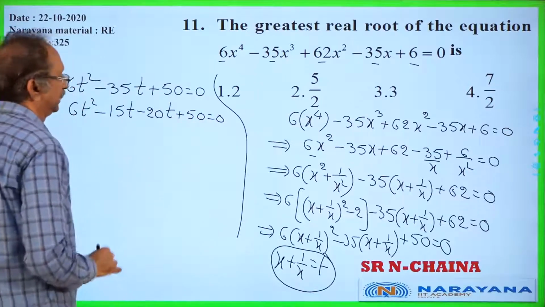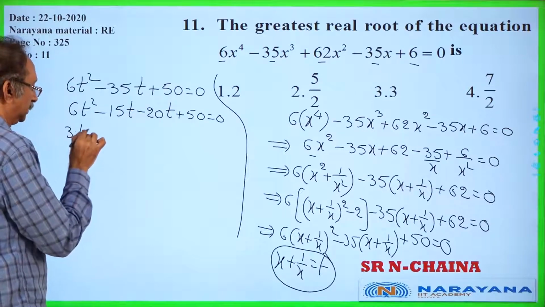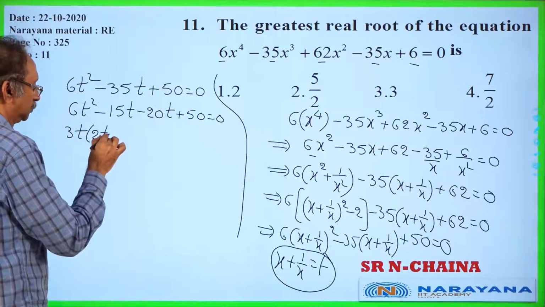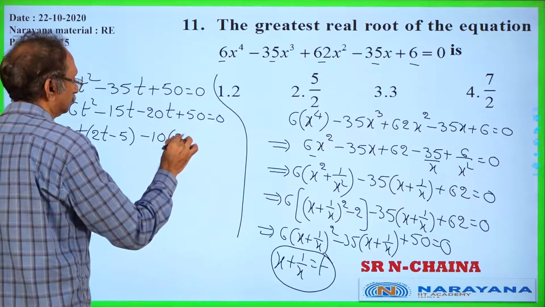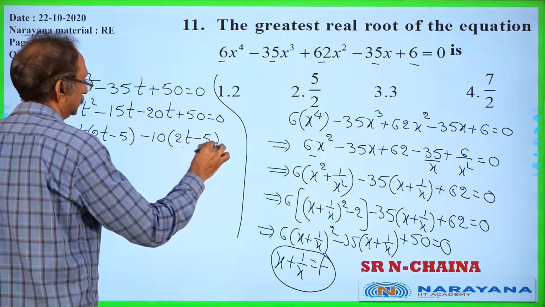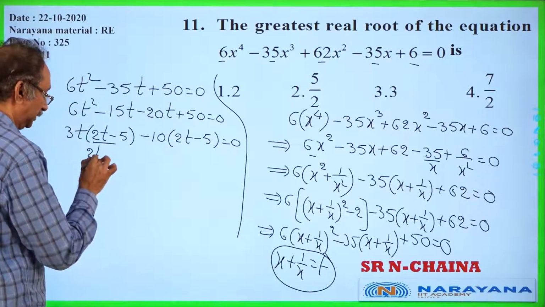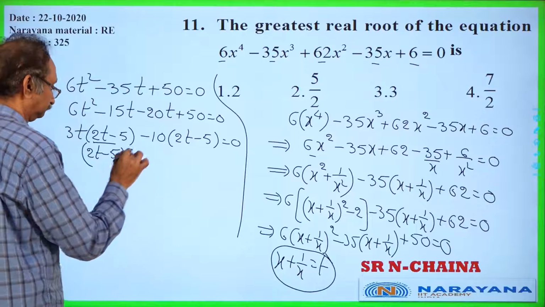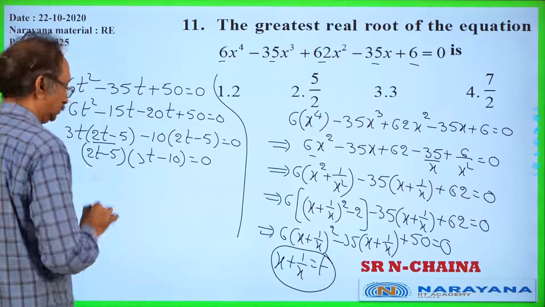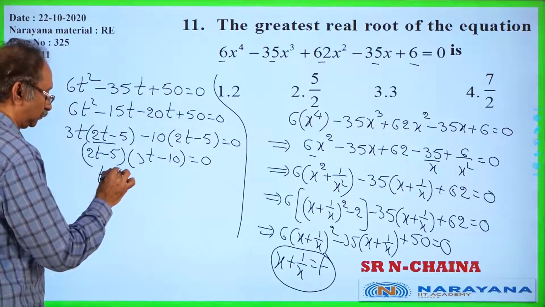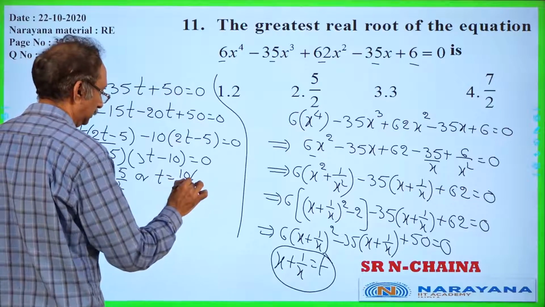See, this minus 35 can be written as minus 15 minus 20. And here, 3t common, this becomes 2t minus 5; minus 10 common, 2t minus 5 is equal to 0. And therefore, if you take 2t minus 5 common, you will get 3t minus 10 is equal to 0. So either t is equal to 5 by 2 or t is equal to 10 by 3.